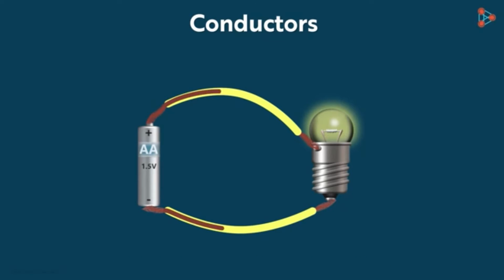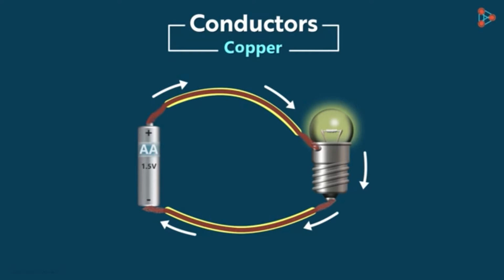Yes, it's the copper wires. Electric current is flowing through the copper wires from the positive to the negative terminal. So what can we conclude from this? We say that the copper is a conductor of electricity since it allows the electricity to flow through it.